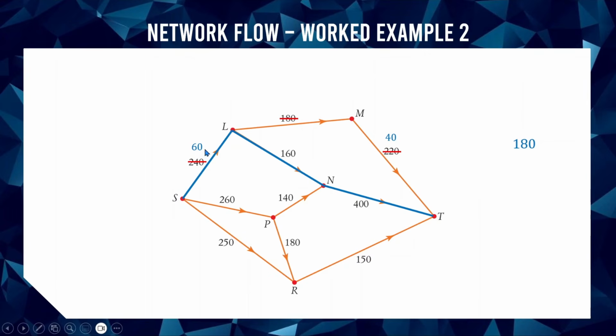Okay, so 3 options here. We've got a 60, a 160, and a 400. So the only amount of cars I can fit through all 3 of these roads, now that this first one is partially blocked, I can only send 60 cars down these 3 roads. So let's send 60 cars down SLNT.